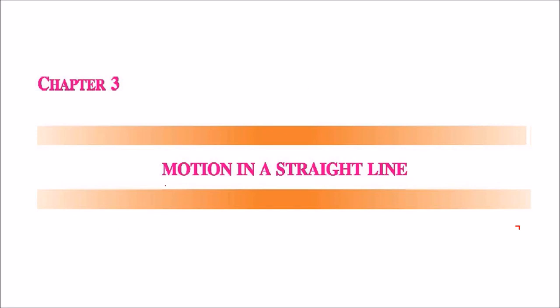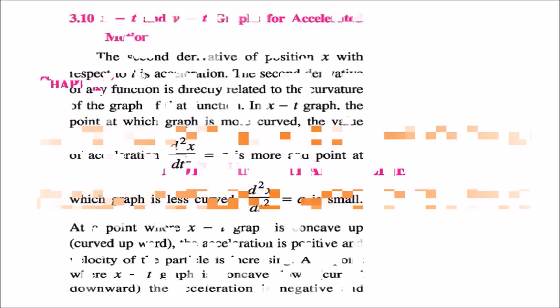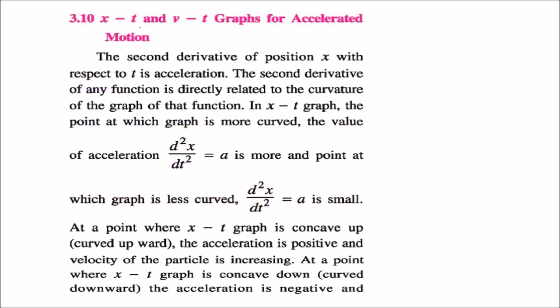We are discussing chapter number 3, which is motion in a straight line. XT graph, VT graph. These are the graphs for accelerated motion. So XT means X on the Y axis and T on the X axis. Similarly, when we talk about the VT graph, that means velocity on the Y axis and time on the X axis.